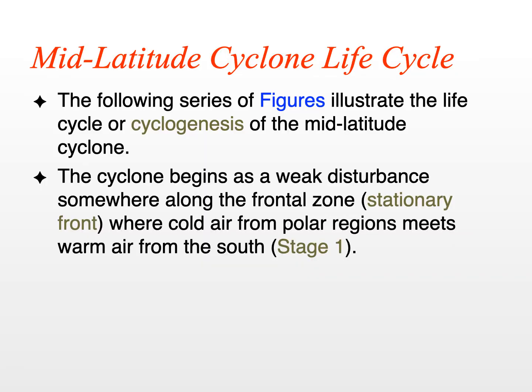The final topic I want to talk about is the life cycle of a mid-latitude cyclone. This life cycle is also called cyclogenesis. What I'm going to show you is a whole series of slides with different stages showing the development of a mid-latitude cyclone along a stationary front, where we have cold air on one side, warm air on the other, and how it progresses. When I go through these slides, imagine it moving from west to east.